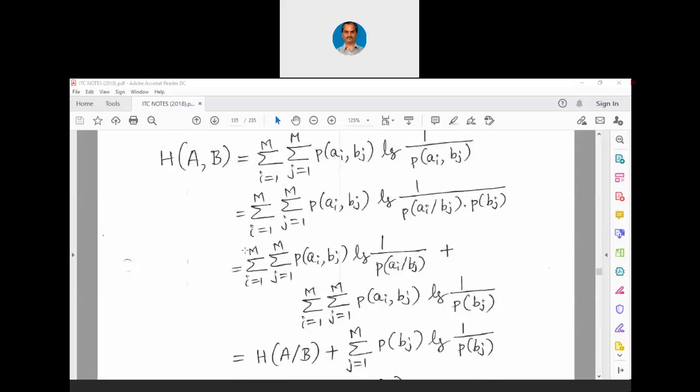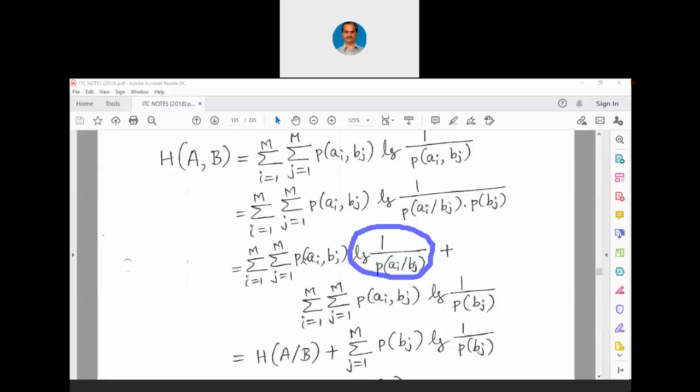Summation of i equals 1 to m into summation of j equals 1 to m, p of ai comma bj into lg of 1 over p of ai slash bj, plus summation of i equals 1 to m into summation of j equals 1 to m, p of ai comma bj into lg of 1 over p of bj. Why? We purposefully multiplied by this term, lg of 1 over p of ai slash bj. Okay, now we multiplied it to this term and we split it further.